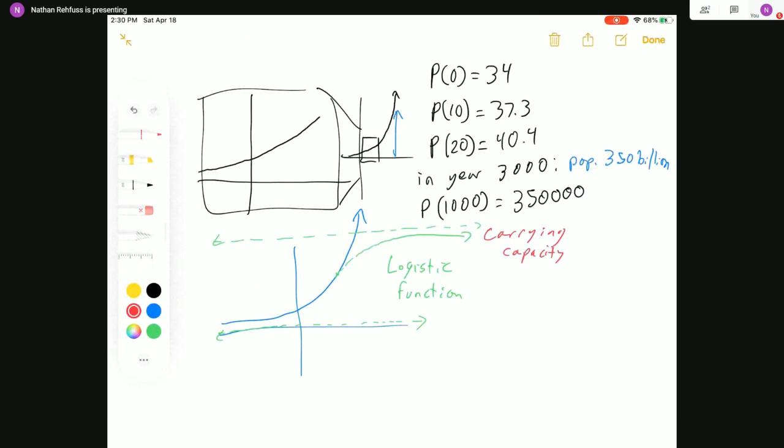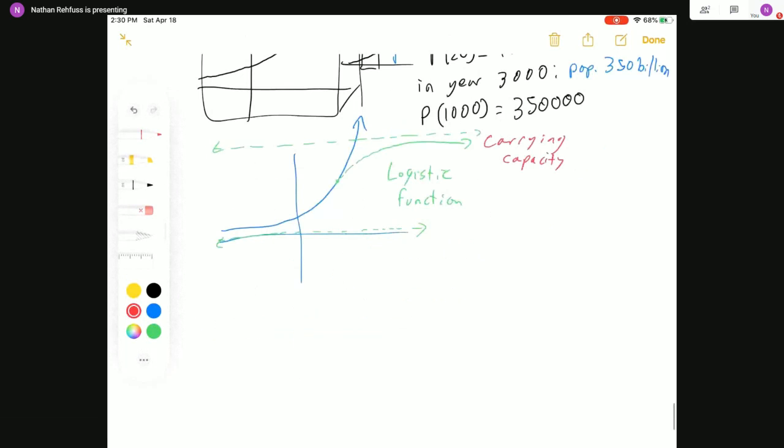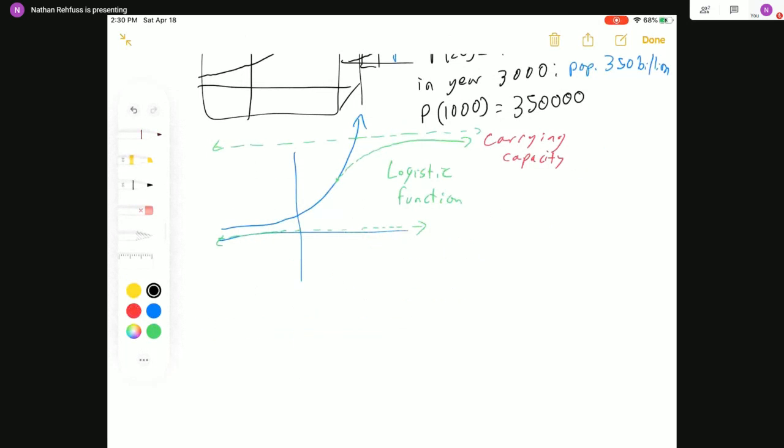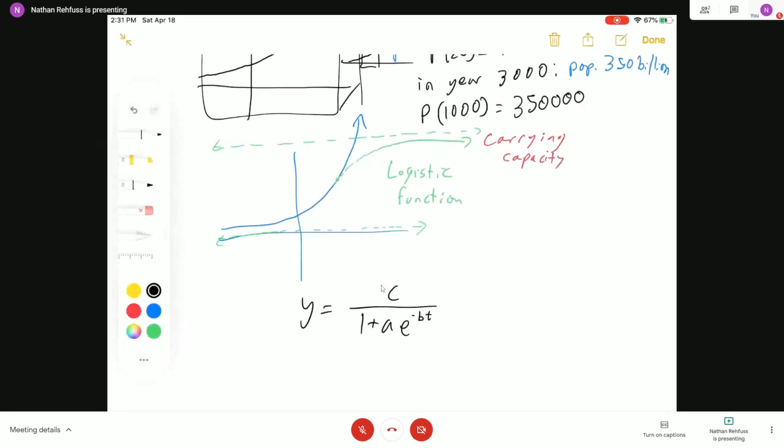So what would an equation for a logistic function look like? Well, here's the bad news. It looks like this. I'm not expecting you to memorize this, but if I give you a function of this form, I'd like you to be able to do a little bit of work with it. There are 3 parameters now.